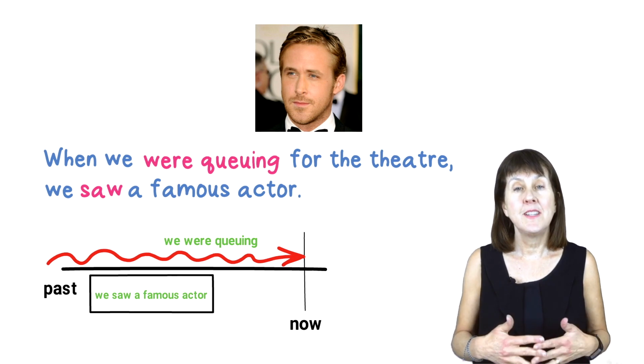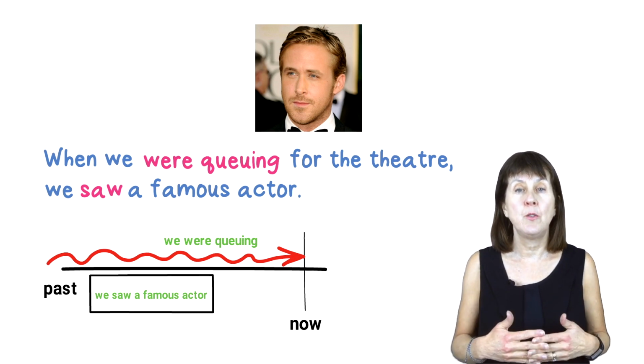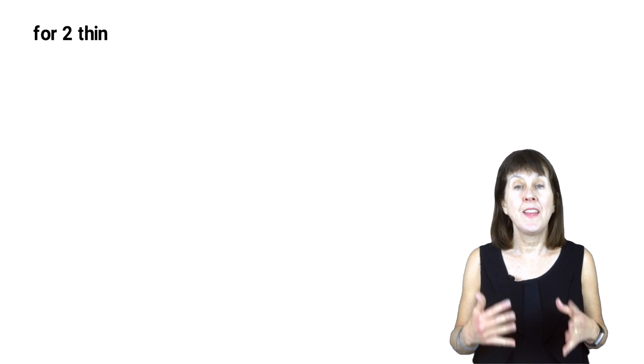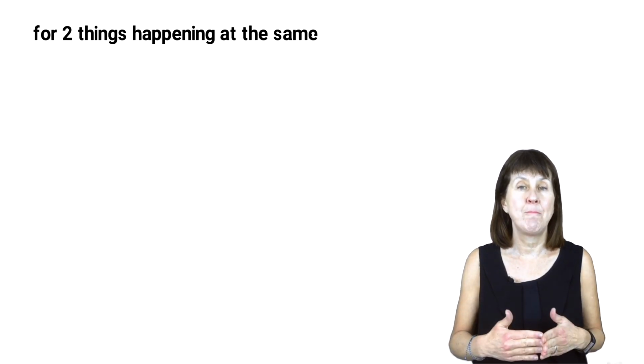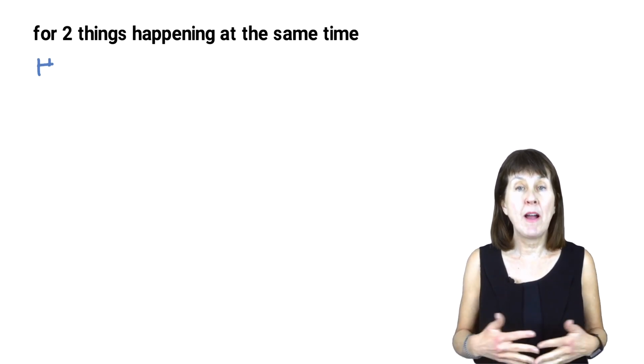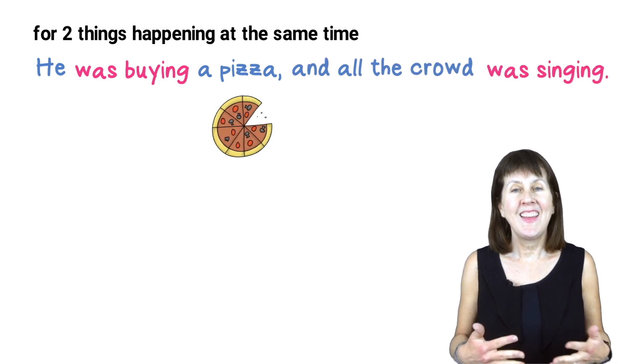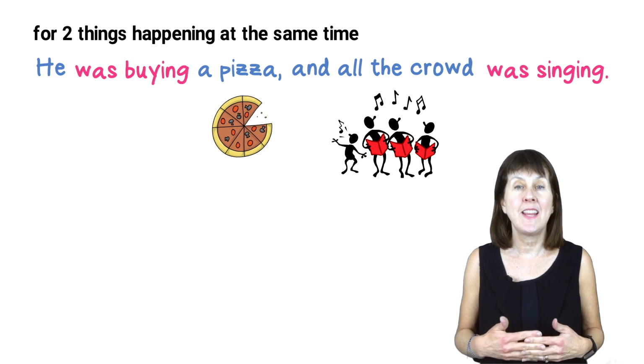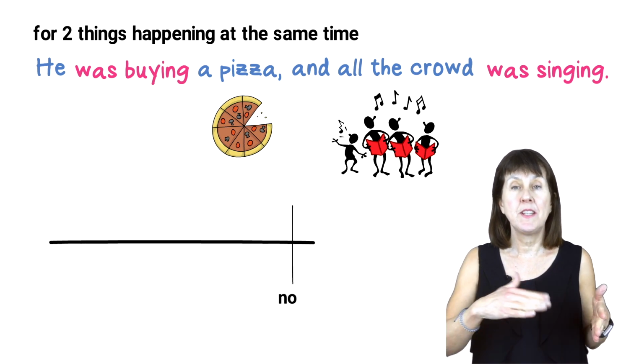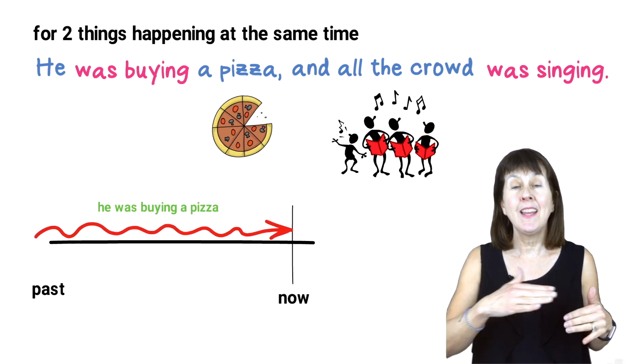Okay. The past continuous is also used for two things happening at the same time. So here he was buying a pizza and all the crowd was singing. Here on the timeline you can see the two actions represented by the wiggly lines happening at the same time.